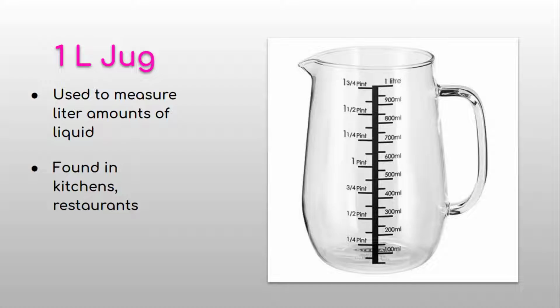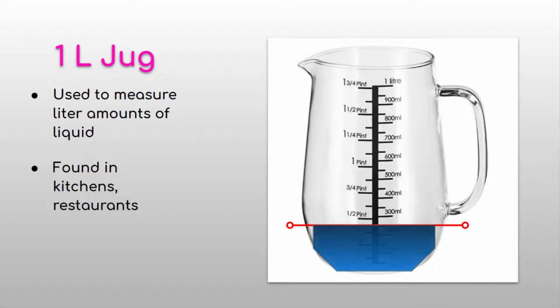For example, if I bought a 2 liter bottle of soda and I wanted to share it equally among 8 people at a party, then each person would get that 2,000 milliliters divided by 8, which would be 250 milliliters of juice. I could use my 1 liter jug to precisely measure 250 milliliters of juice each time so that everyone gets the same amount.